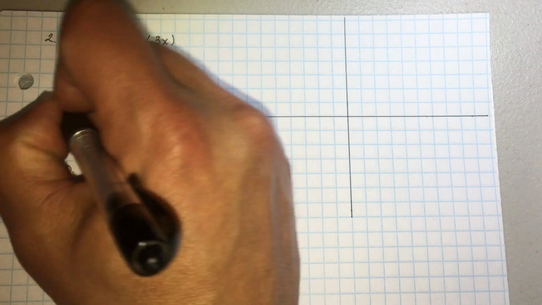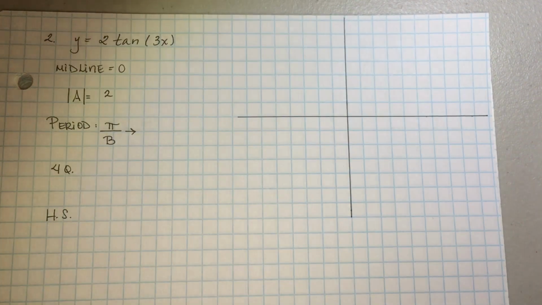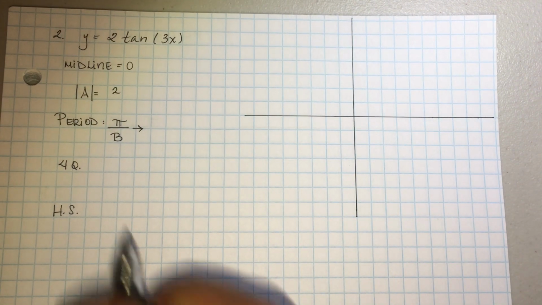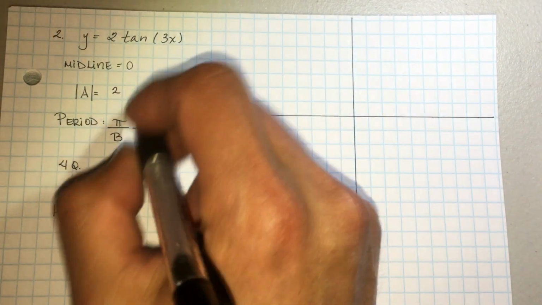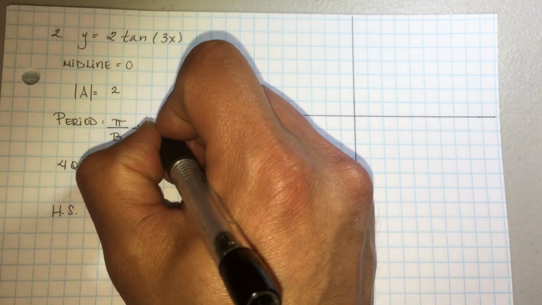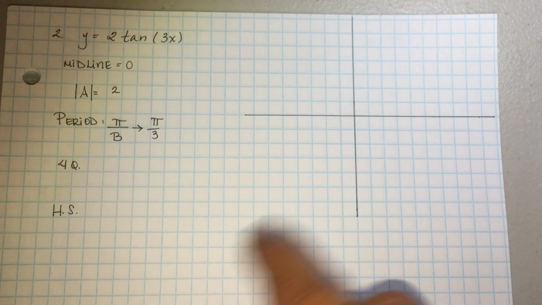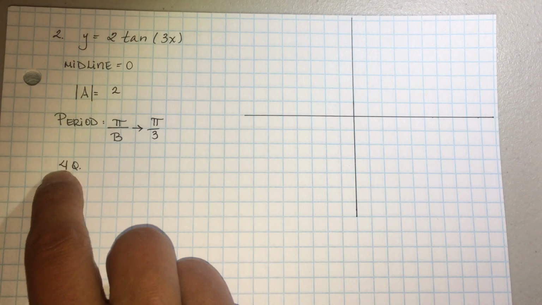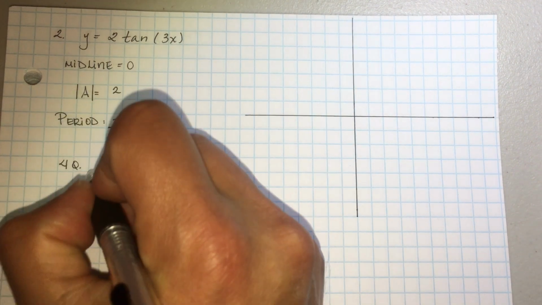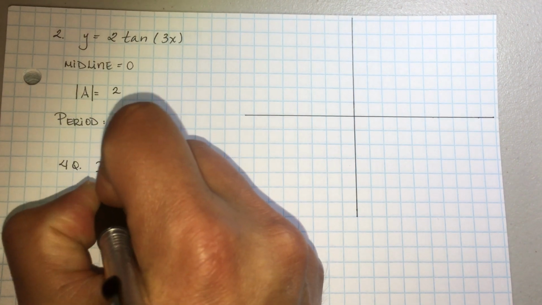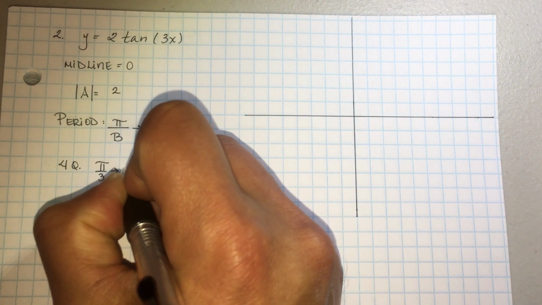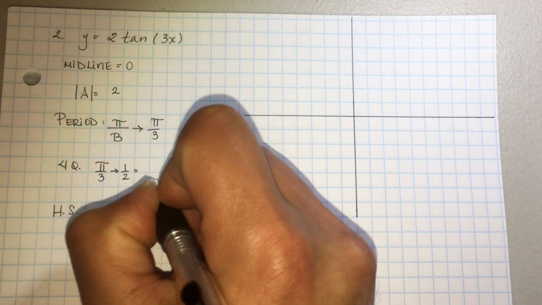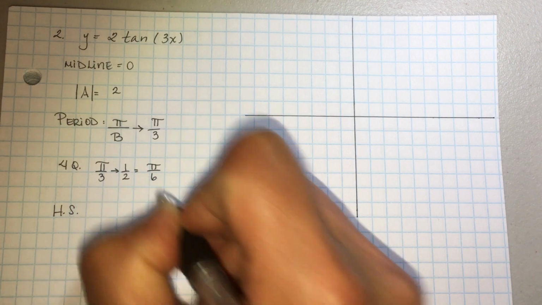All right, what's my amplitude? 2. Sometimes your professor, of course, will do absolute value, and that's okay. Pi over b, what's in front of the x? It's a 3. Okay, so it's pi over 3. So that means from beginning to end is going to be pi over 3. Remember, we're not going to divide it this time by 4. We're going to divide it in half. So we're going to multiply it by 1/2, which is going to give us pi over 6.